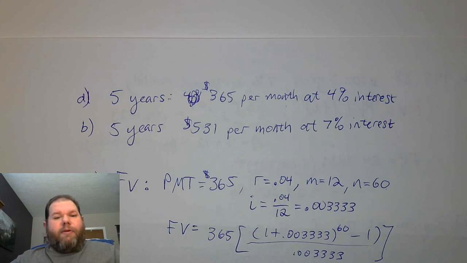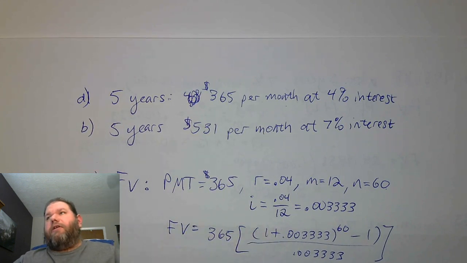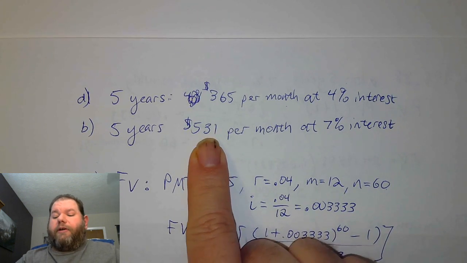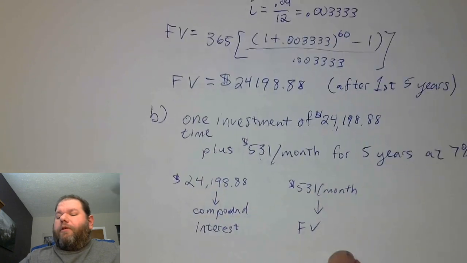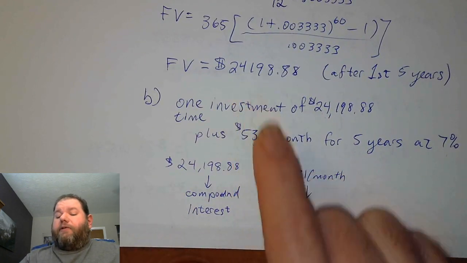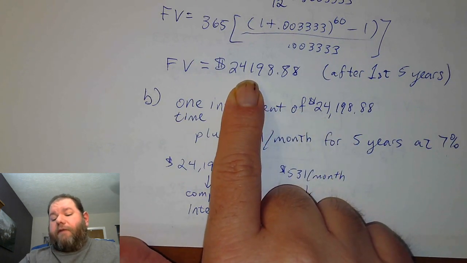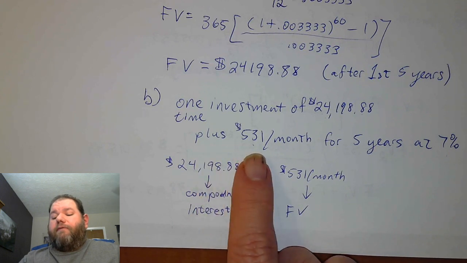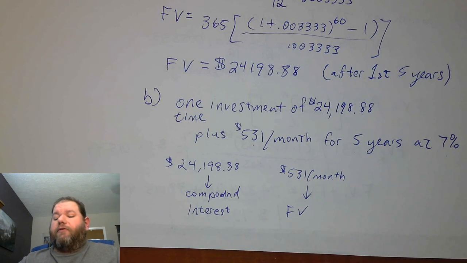So probably what this means is that over that first 5 years we increased our credit rating, and we were also doing a little bit better financially, so we were able to put a little bit more away, and we're able to invest in a higher interest account for whatever reason. So anyway, now we have a one-time investment of the amount we had at the end of the first 5 years, and then we're going to invest another $531 every month following that for 5 more years, and we're earning 7% interest.